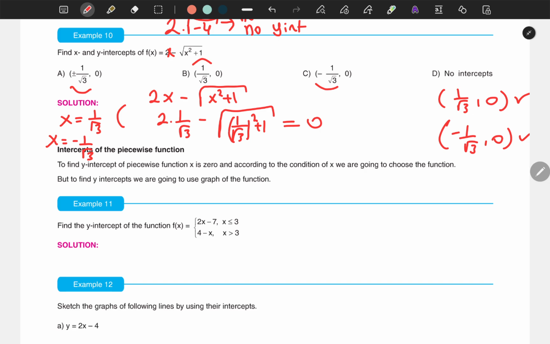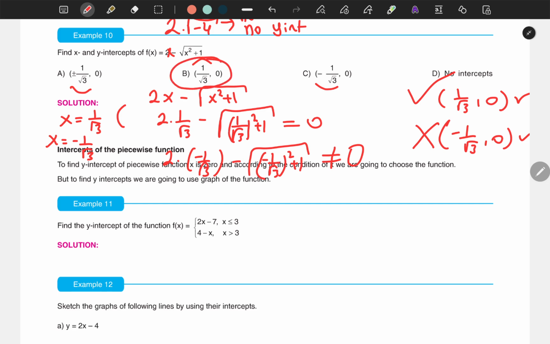But if I replace 2 times negative 1 over root 3 minus negative 1 over root 3 power of 2 plus 1, it will not be equal to 0. Do you know why? Because it will give another number. So the positive one is true, but the negative one is not. So because of this, only option B will be my x-intercept. Okay? In the calculator, first replace the positive one, then replace the negative one. If you replace the positive one and get 0, that's true. If you get something different from 0, it means that's wrong. That's it.